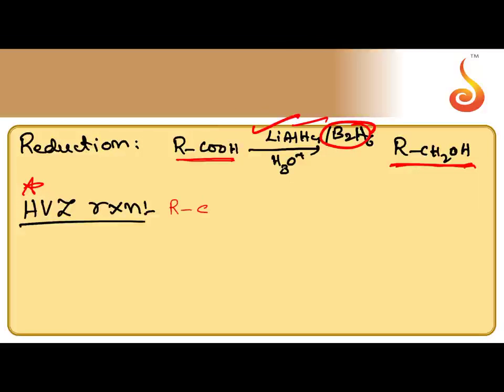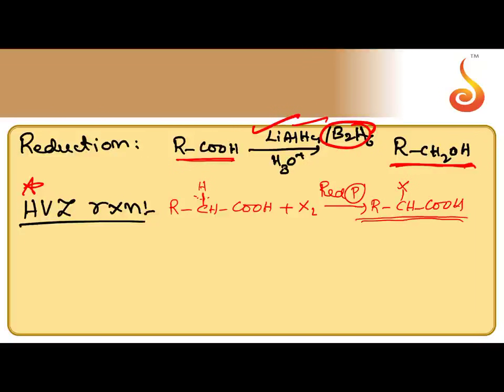Carboxylic acids containing at least one alpha hydrogen react with a halogen in the presence of red phosphorus. What happens? Substitution of hydrogen from the alpha carbon takes place with the halogen. So an alpha halo carboxylic acid is obtained. From this alpha halo carboxylic acid we can get various types of products.